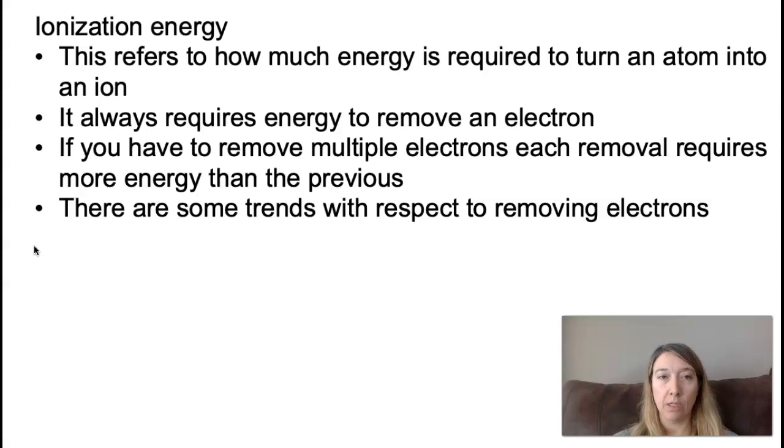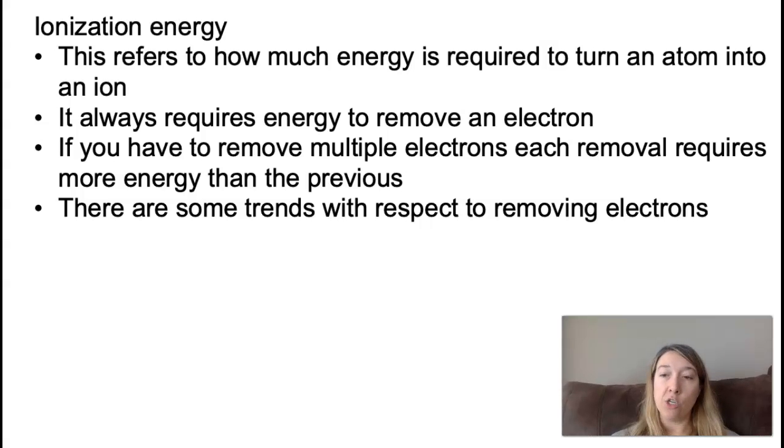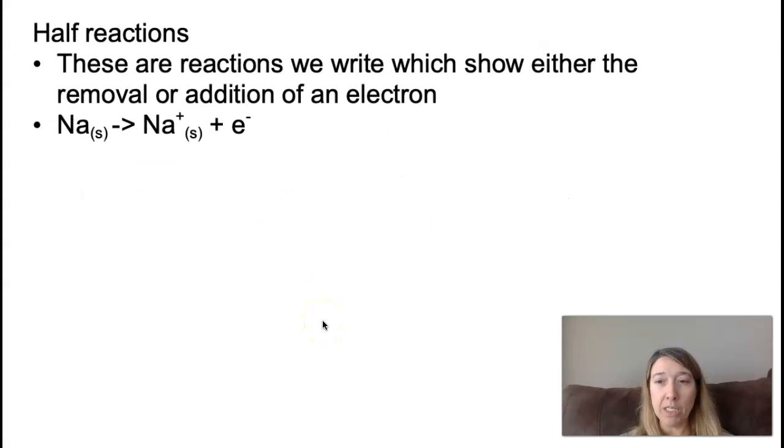You're going to find electronegativity is also going to come into play as to why we see what we see, as will the size of the atom, because that's going to determine how easy or hard it is to remove that electron. So when we talk about ionization energy and removing electrons, this basically brings us into half reactions. We don't spend much time on half reactions in Chem 20. We do spend a lot of time on them in Chem 30.